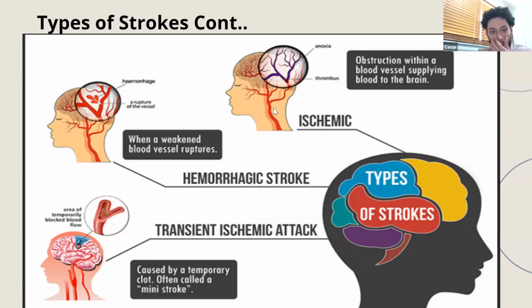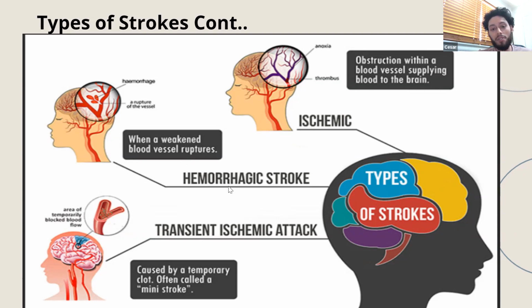Okay, so this is what's going on in the types of strokes for ischemic here. So there's an obstruction within a blood vessel supplying the blood to the brain. And this can be due either to a clot or to atherosclerosis, which is essentially when a fatty substance called a plaque, that's a medical term for it, accumulates inside the wall of a blood vessel. And what that does is that the accumulation narrows the blood vessel. So as the blood vessel narrows, there's less blood flowing through that blood vessel, and the brain is getting less blood, so it's getting less oxygen.